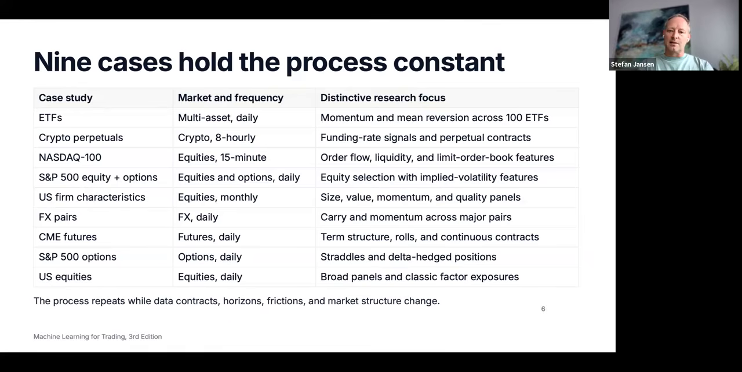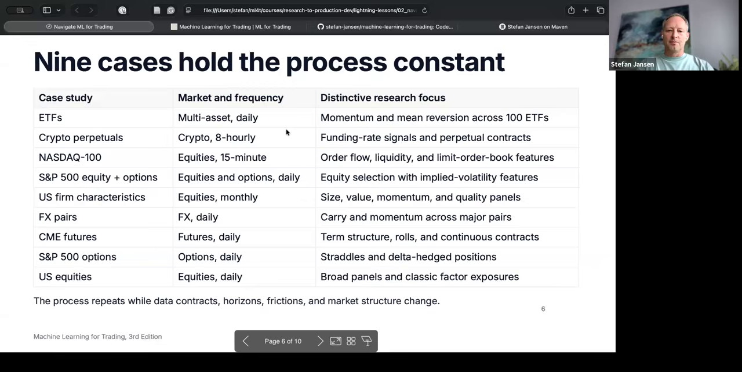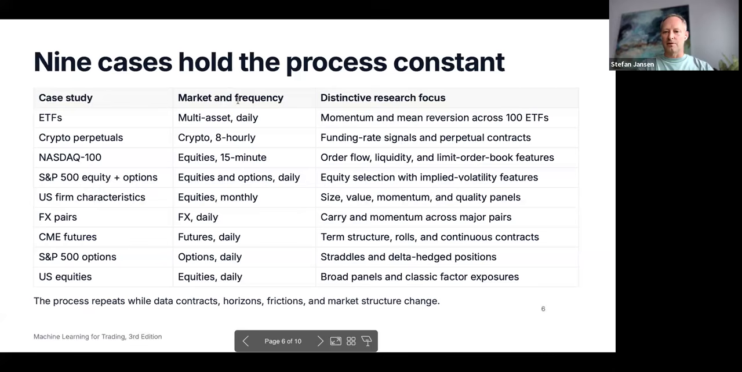in different asset classes at different holding periods or frequencies. So we start with a foundational case study that just uses ETF data from Yahoo Finance, easy to download, 100 assets daily covering 20 years, which is nice because you can cover different asset classes in one go, because ETFs represent so many different things, from equities to commodities, US international equities, fixed income, and so forth.